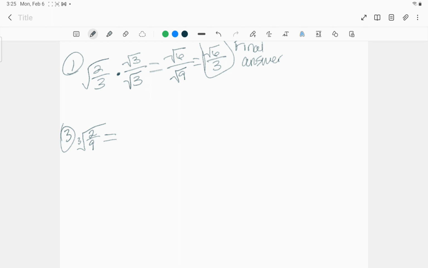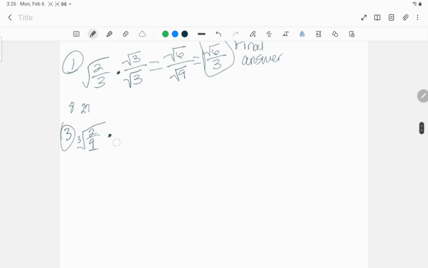So I'm looking at the denominator. I don't care about the numerator. I'm looking at the denominator. That's what I want to get rid of. So what can I get to from 9 that is a cubed root? So what are our cubes? 2 times 2 times 2 is 8. 3 times 3 times 3 is 27. Well, I got to that because 3 times 3 is 9. 9 times 3 is 27. So let's multiply the top and the bottom by 3.